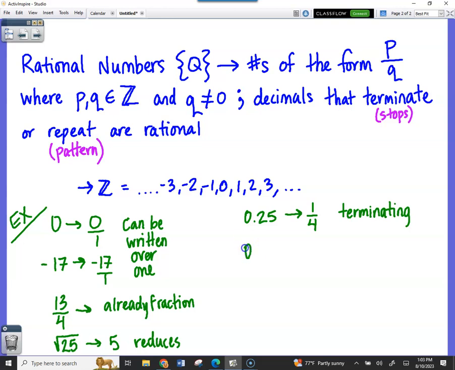Then what if we had this? What does that little bar mean? There's a repeating pattern. So because we have that pattern that repeats, we can write it as a fraction.